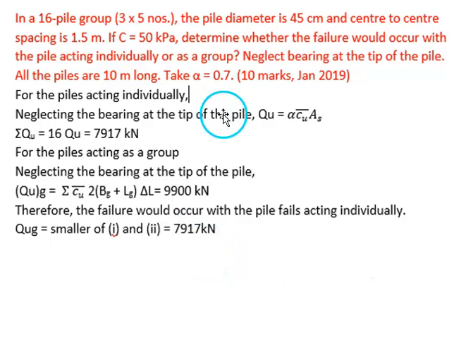So here it is asked to find whether the failure would occur with the piles acting individually or as a group. So we have to consider both the criteria and then check whichever is lower. So here the capacity of the pile group based on the individual pile failure is less than that of the capacity of the pile group based on the block failure criteria. So therefore we can write the comment as: the failure would occur with the piles acting individually. Whichever is smaller, with that criteria the pile may be failing.